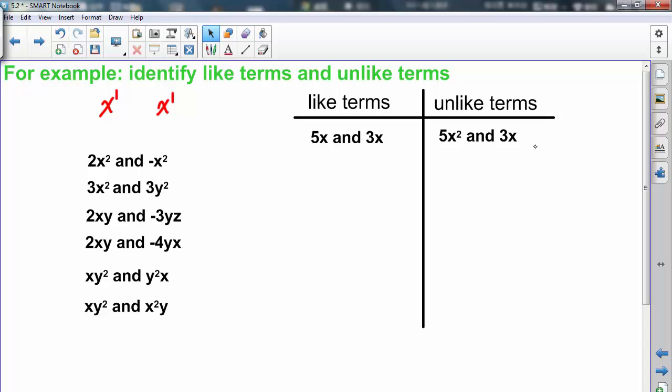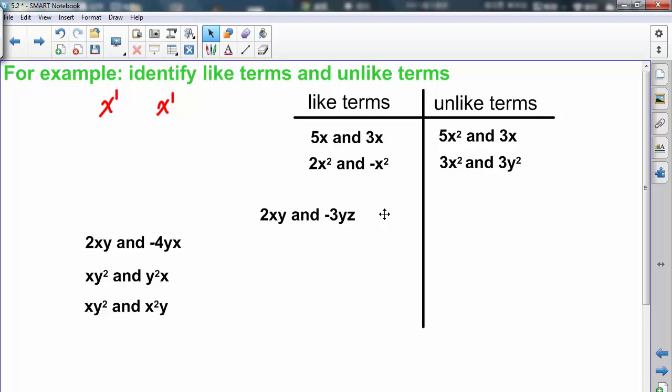These two terms are not like terms. Although you have the same variable x, the exponent on this x is 2, and the exponent on this x is 1. These two are like terms because you have the same variables raised to the same exponent. These two are unlike terms. Although they have the same exponents, one variable is x, the other variable is y, so they are unlike terms.